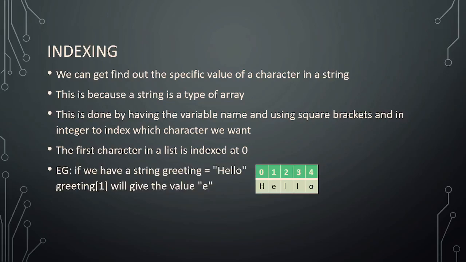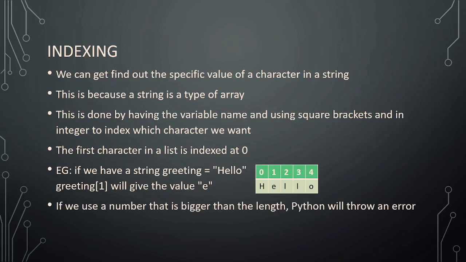Here's an example. I've got the word hello as a string. If I go greeting square bracket 1 square bracket, that gives out the letter E. And you can see the table at the side where I've got the numbers across the top indicating the index, and I've got the letters down the bottom indicating their position. So you can see each position for each number. Now, if we do a number that's bigger than the length of the string, Python will throw an error and crash your program. So you do need to make sure that you are keeping those numbers in that area.